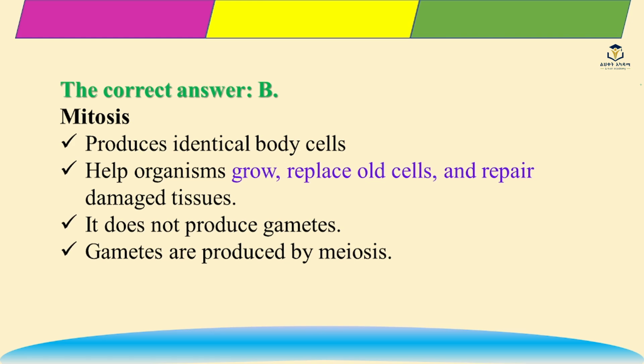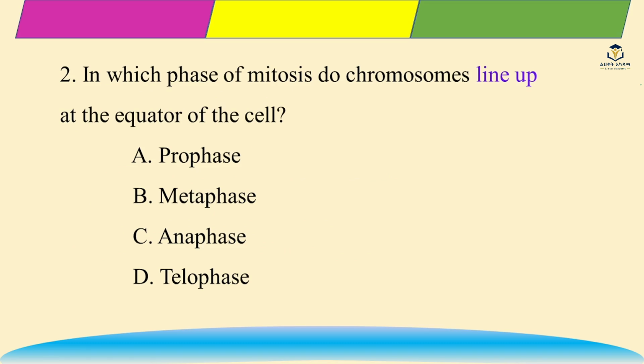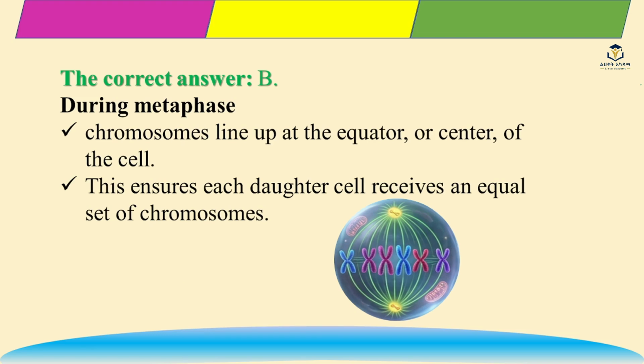It does not produce gametes. Gametes are produced by meiosis. Question 2. In which phase of mitosis do chromosomes line up at the equator of the cell? A. Prophase. B. Metaphase. C. Anaphase. D. Telophase. The correct answer is B. Metaphase. During metaphase, chromosomes arrange themselves along the center or equator of a cell. This alignment helps ensure that each daughter cell receives an equal set of chromosomes.